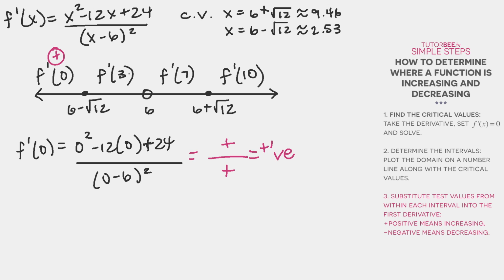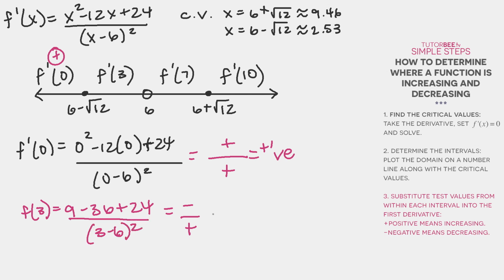When I sub in 3, on the top I'm going to get 3 squared, which is 9. So I'll write down what I'm doing. f prime at 3 is going to be 9 minus 36 plus 24. 9 and 24 make 33, and then 33 minus 36 is negative 3. So we get a negative up top, and again, we're going to get a positive on the bottom, all because we're squaring it in the bottom. So we get a negative overall, so we get a negative interval, or a decreasing interval.